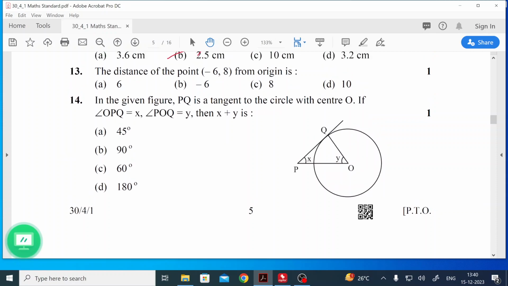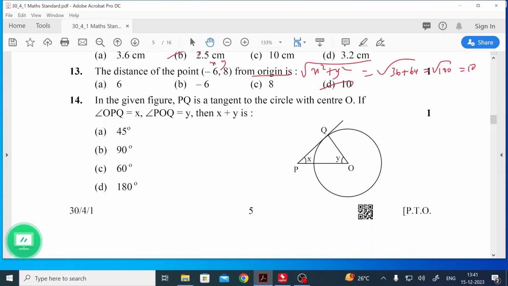Distance of the point from the origin. Origin is directly given: squares and addition in a root, like x square and y square. That is the formula, because the origin is 0, 0. This is x and y. So 6 square is 36, 8 square is 64, which is equal to 100. Root of 100 is 10. Do you understand, children? Right.